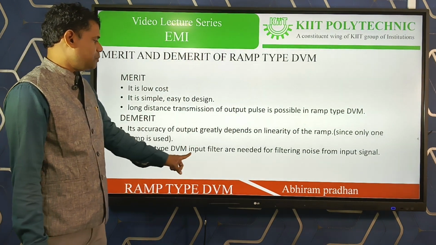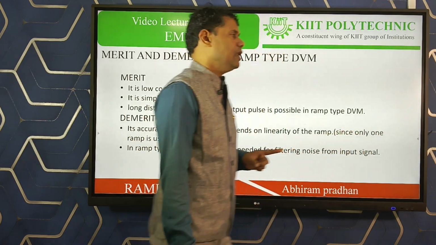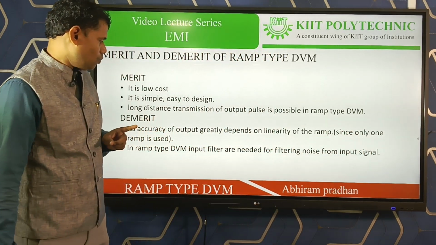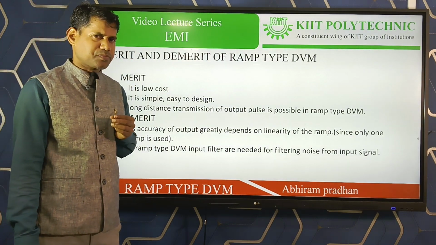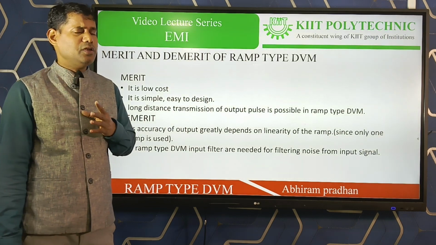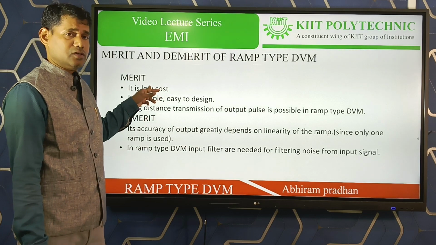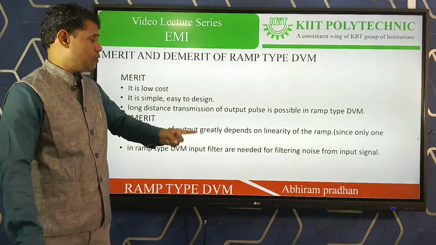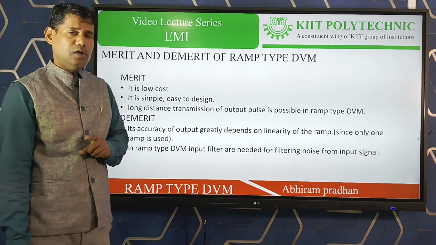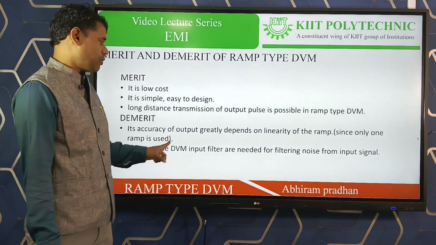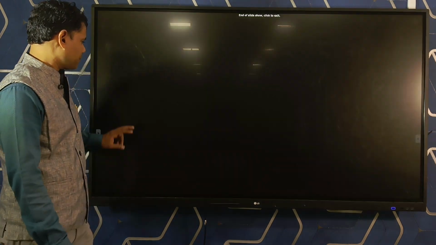Then in ramp type DVM, input filters are needed for filtering noise from the input signal. In ramp type DVM, if we go without a filter, then that signal gets very noisy, and if you use very high cost filters, then its advantage will also be lost, because it is a low cost device. If we use very high cost filters, then its cost will also increase. So that's why whenever a filter is used, that device will also be a very costly device. Thank you.